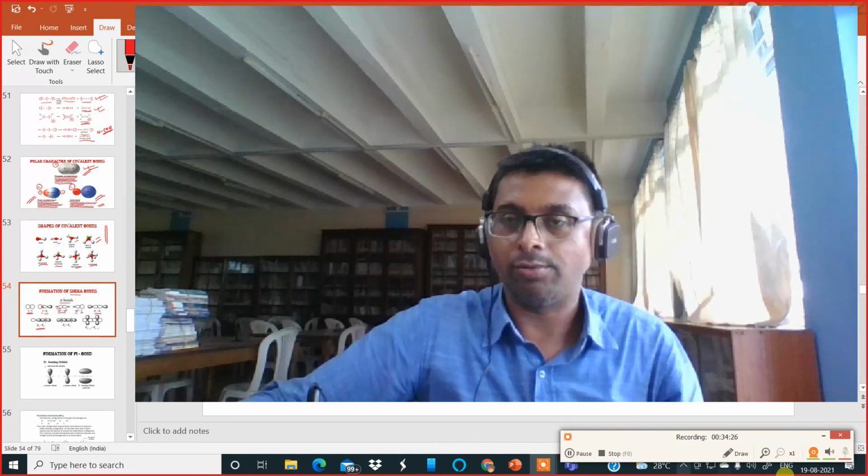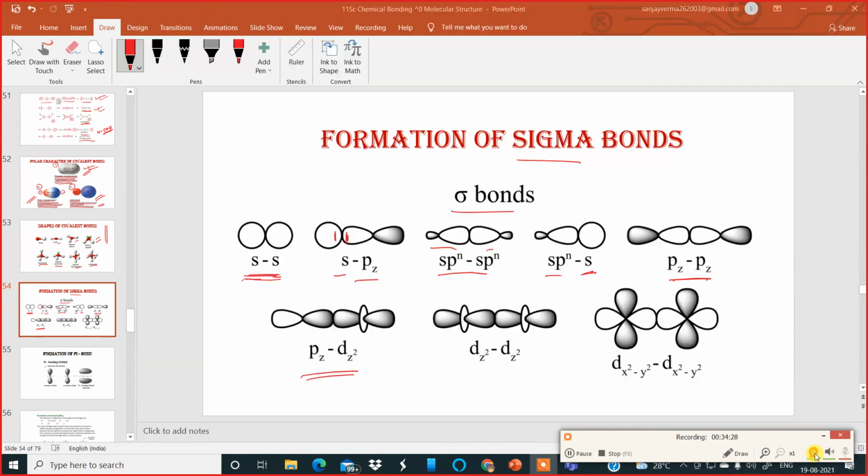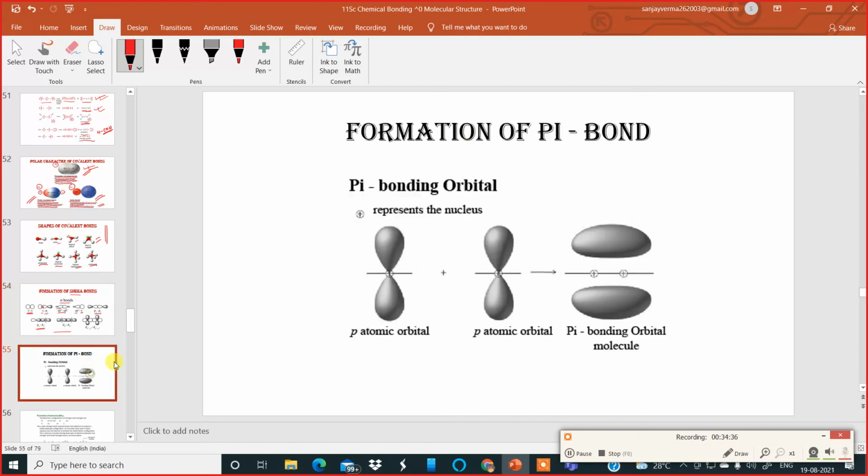Okay, now let us come back to the slide. Now please try to remember this formation of sigma bonds. Moving to the next slide, formation of pi bond. The p atomic orbitals are overlapping sideways. I have told you, no? They are overlapping sideways. So it will form a pi bonding orbital in the molecule.